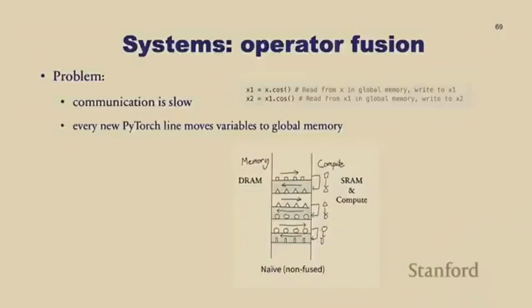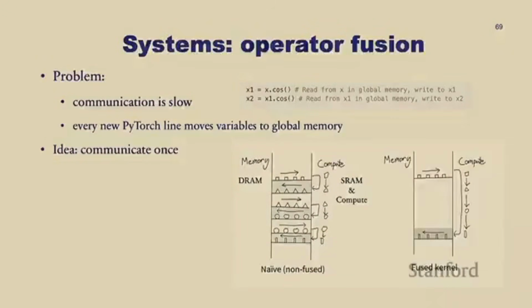Another way to see that is that you go from your DRAM, which is your global memory in your GPU, and you ship it to compute, and you ship it back for every line. This is a naive way of doing it. This seems very wasteful. So the simple idea of operator fusion is just to communicate, do all the computation, and ship it back once. And this is exactly what fused kernels are.